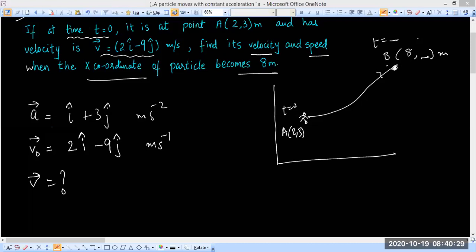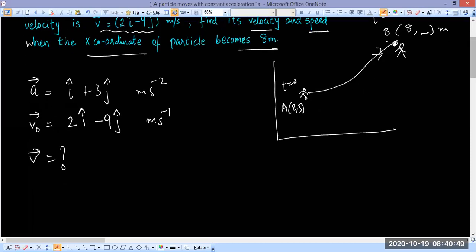What an ugly diagram I have drawn. Even if I am not going to use this, I will still draw it. Right? I know I'm not going to use this, but still its work has been done. It has allowed us to imagine what is happening. It goes from here like this, and takes some time. We don't know how much and all that. Okay. So we have to find final velocity.